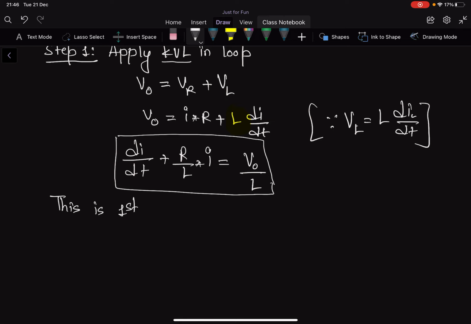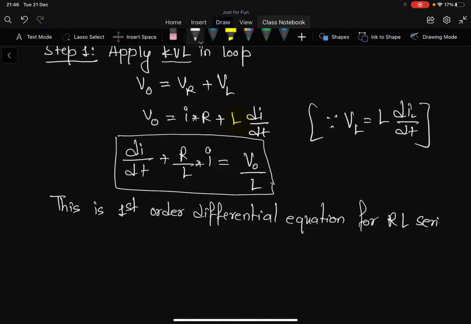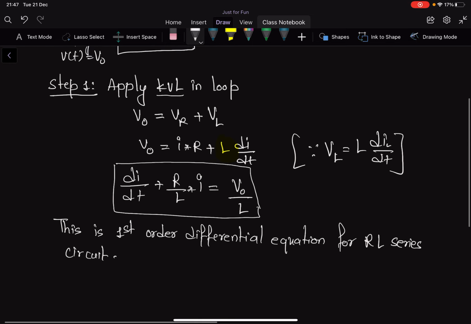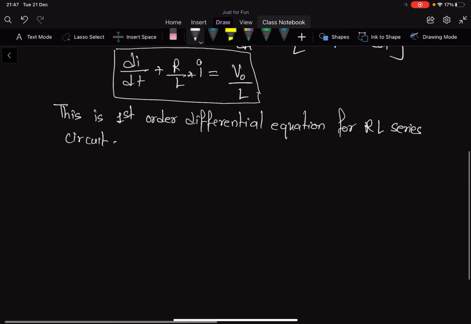This is a first order differential equation for the RL series circuit. Now this is step 1. So we are done with step 1, and then we'll move on to step 2.